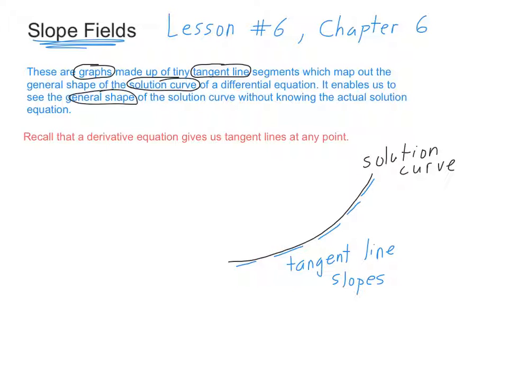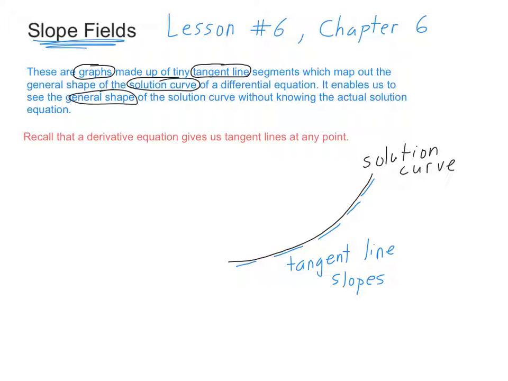Now recall that if we're talking about a differential equation, we are given a derivative, and derivatives give us tangent lines at any point. So just a little illustration here. In black I have the solution curve, so that's like your y equals equation. And in blue I drew in little tangent lines. So imagine that black curve not being there. Imagine if all we saw were just those tangent line slopes.